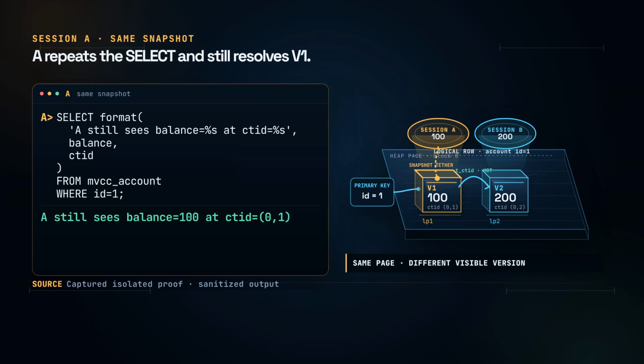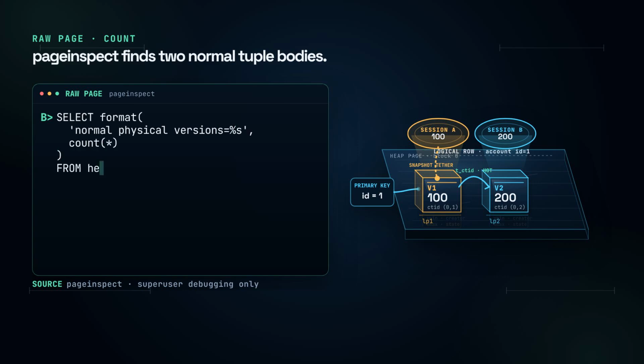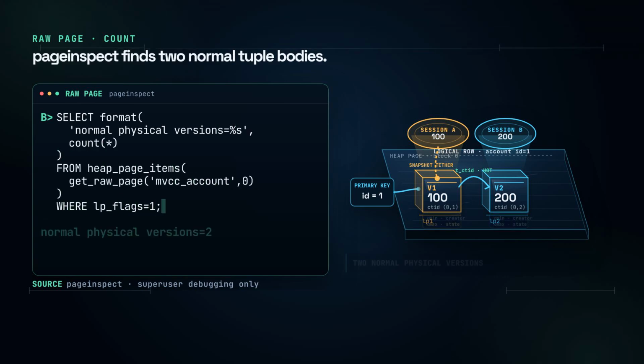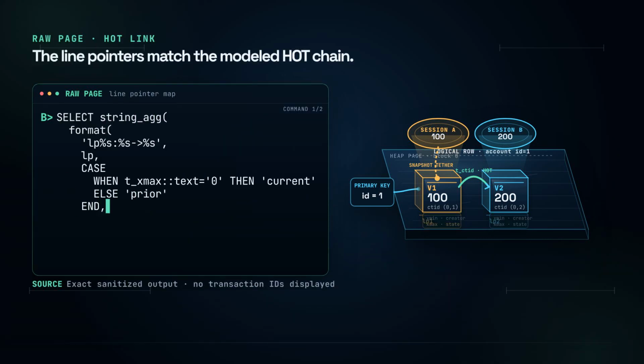Back in session A, the same select still returns 100 at (0,1). This is not stale memory in the client, and it is not replica lag. Postgres still has both physical versions, and A's transaction-wide snapshot makes v1 the visible one. We can remove the friendly SQL abstraction and inspect the page.